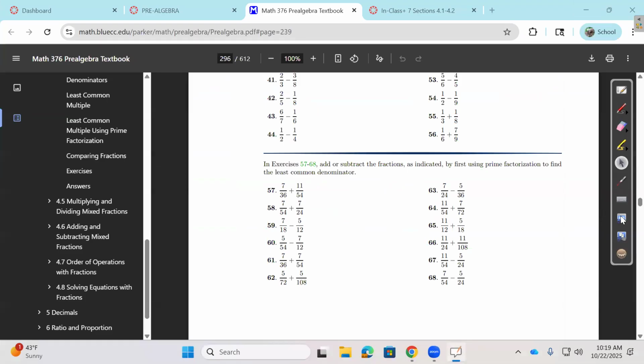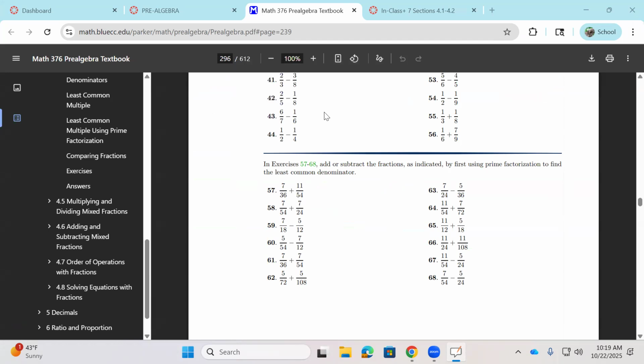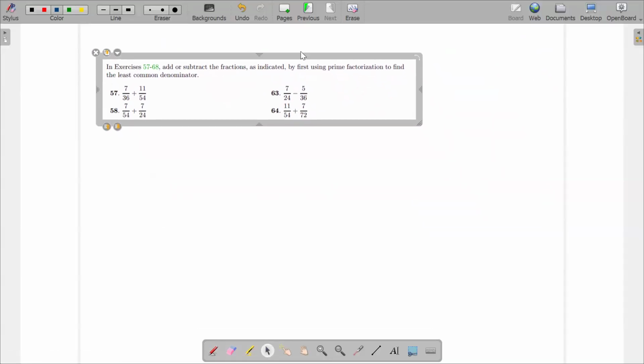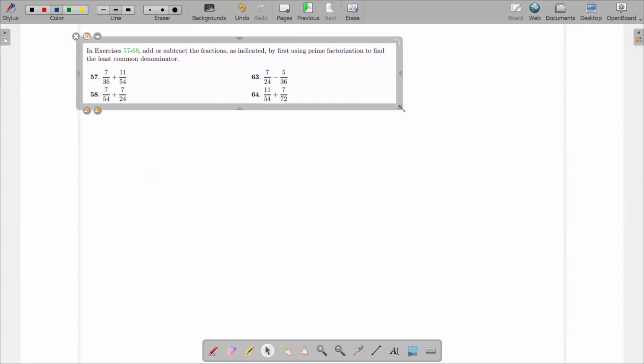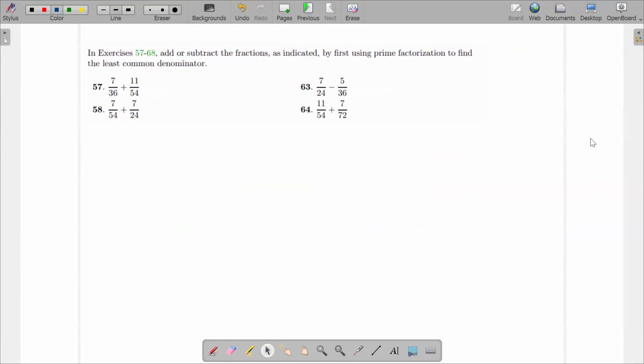All right. Here we go. Let's do a couple of these. All right, so this specifically says use the least common denominator. So that means I have some work to do.